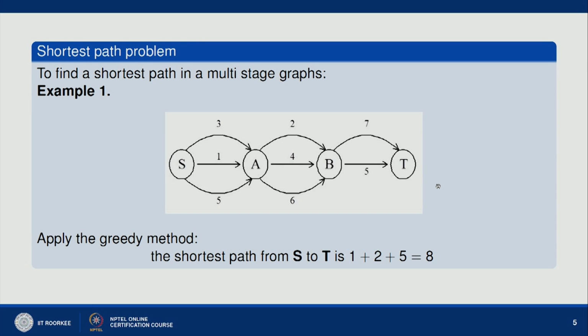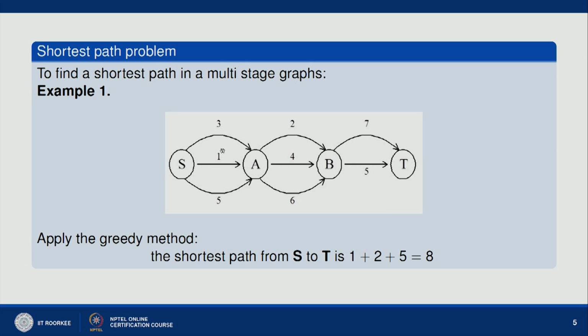Which path should we adopt so that the distance from S to T is minimum? How to find that path? The easiest method is the greedy method. What is the greedy method? If you start from S and come to node A, from S to A there are 3 paths of 3 units, 1 unit and 5 units. Our main aim is to find the minimum distance. Out of these 3 paths, which one is minimum? Minimum is this one from S to A, the straight path.